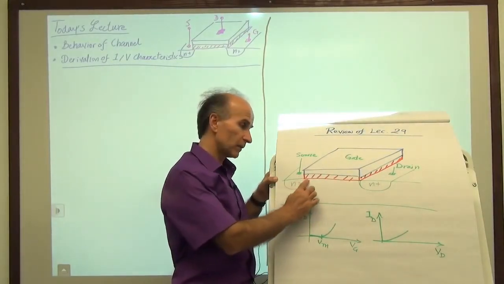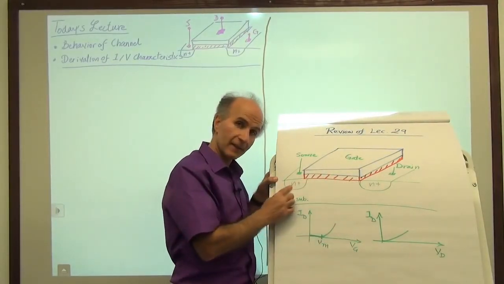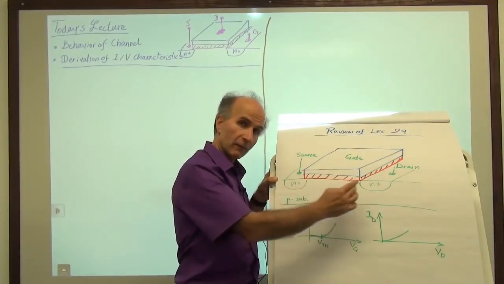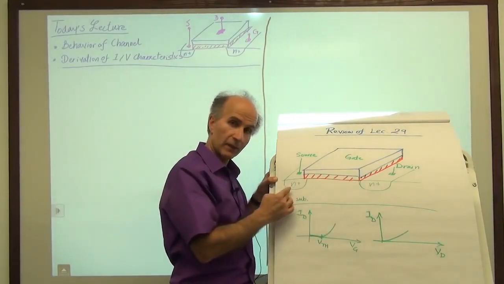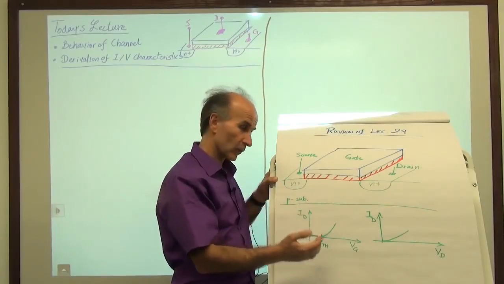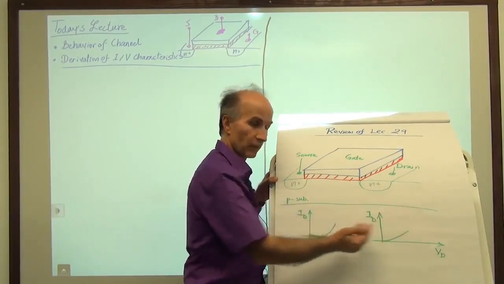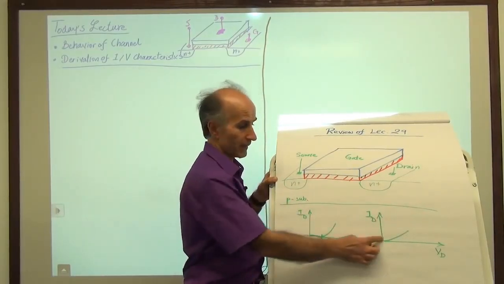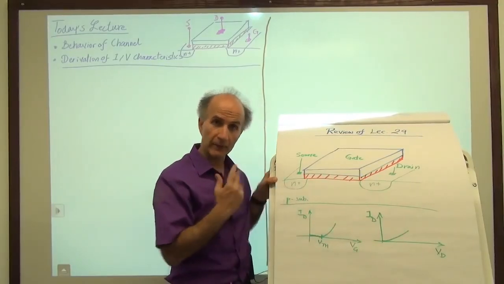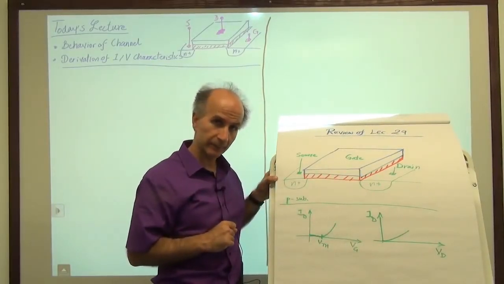Well, if we view this channel as a resistance, then as the voltage across the resistance increases, so does the current. So we should expect that the current increases with the voltage. Now, whether it's exactly linear or not, we don't know, but something along those lines.